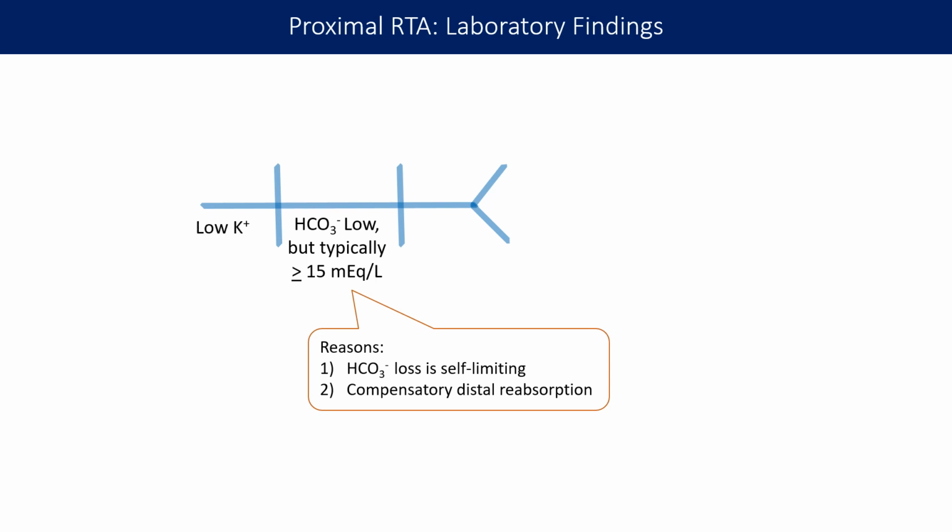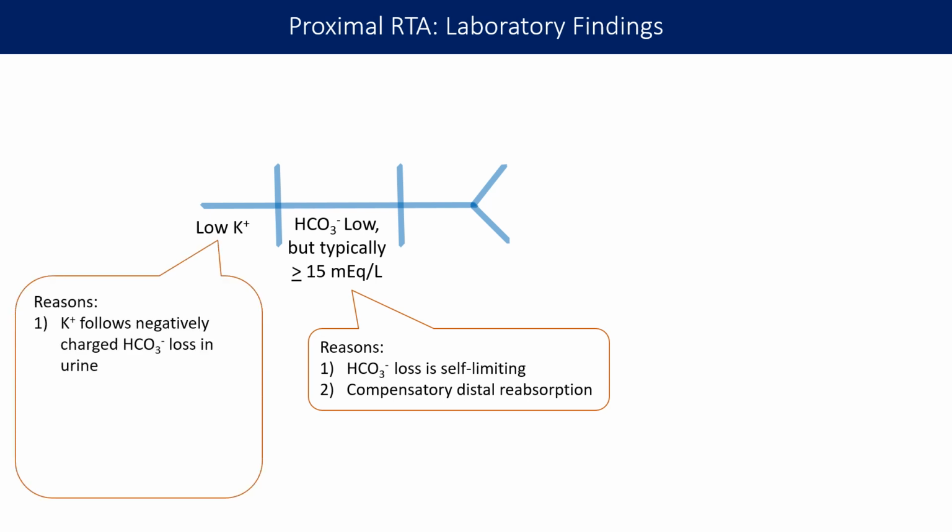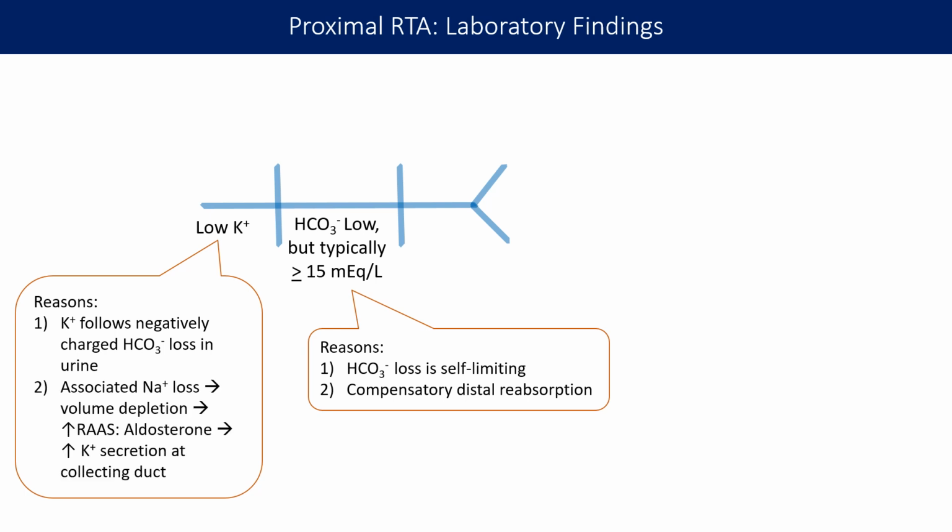Serum potassium will also be low in all patients with proximal RTA. The reasons being, number one, potassium is positively charged. It will follow the negatively charged bicarbonate loss in the urine. Number two, there will also be a large amount of sodium loss, which will cause volume depletion and activation of the renin-angiotensin-aldosterone system. Aldosterone increases potassium secretion at the collecting duct.